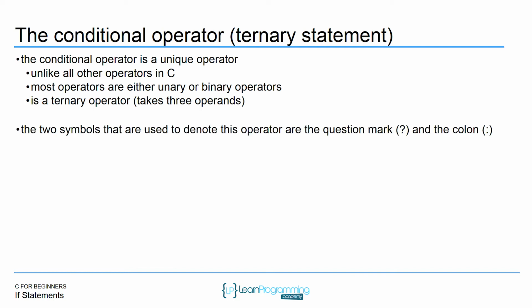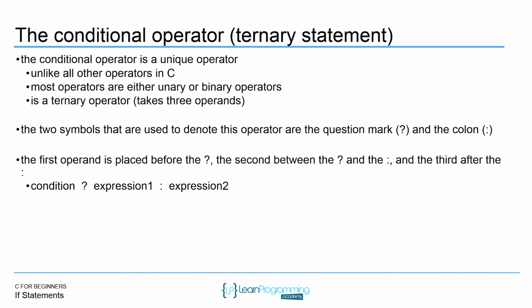You have 2 symbols that are used to denote this conditional operator. It's the question mark and the colon. And it really is equivalent to an if-else statement. The way that it looks is the first operand is placed before the question mark. That would be the condition, the Boolean expression in the earlier examples. And then the second thing between the question mark and the colon would be basically the body of the if statement if the if statement was true. And then the colon is the third, and that would be if the condition evaluates to false, you would be executing that body of code. So that's like the body of the else statement.